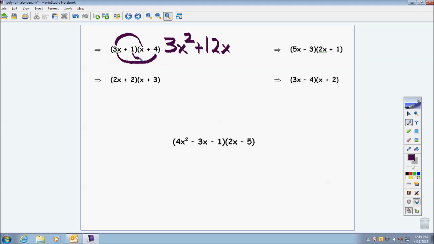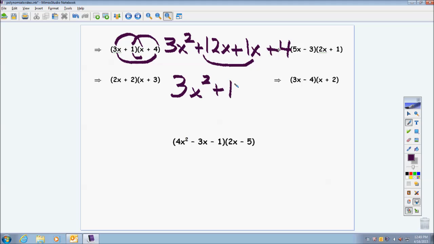Inner, 1 times x is just 1x. I'm going to have to erase these after I do each one because it's going to take a lot of room. And then 1 times 4 is 4. Now, you need to combine your middle terms. So you're going to get 3x squared plus 13x, 12x plus 1x is 13x, plus 4.